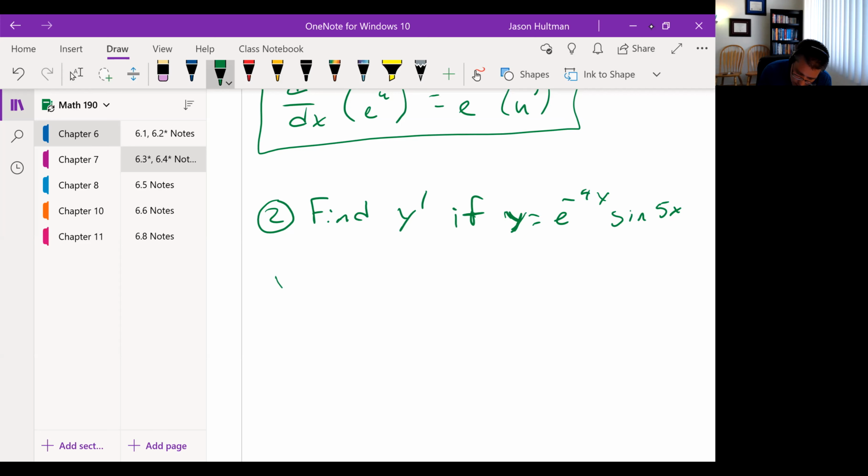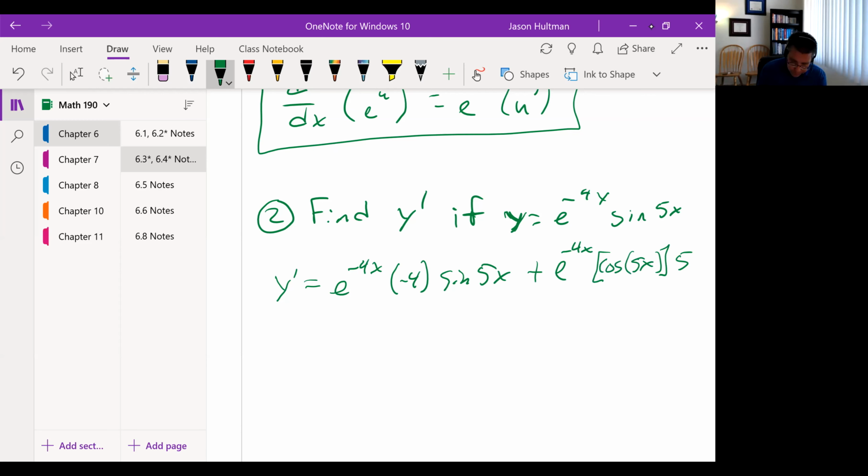So y prime equals the derivative of the first, which is e to the negative 4x times the derivative of negative 4x, which is negative 4, times the sine of 5x, plus we keep the first, e to the negative 4x, and take the derivative of the second. The derivative of sine is cosine, so that's cosine of 5x times the derivative inside, which is 5.